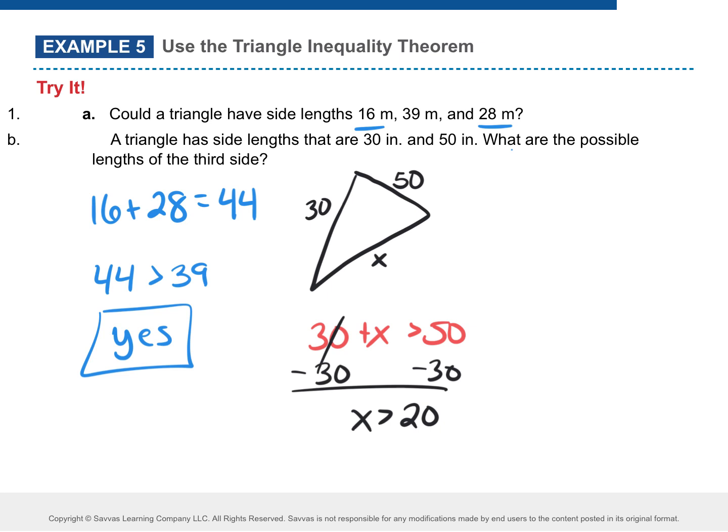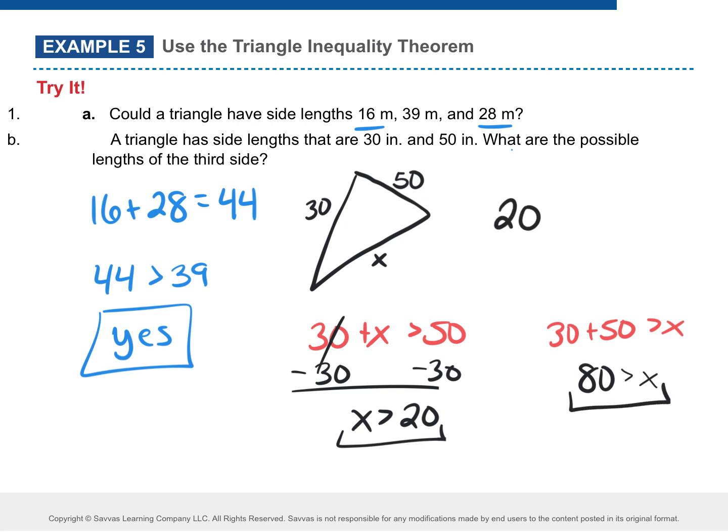30 plus 50 has to be greater than x. Correct. Yep. These two sides here must be greater than x if that were to be true. So we take 30 plus 50 to be greater than x. What's 30 plus 50? So we know 80 must be greater than x. How do I write these two scenarios as a compound inequality? 20 has to be less than x, and x has to be less than 80.